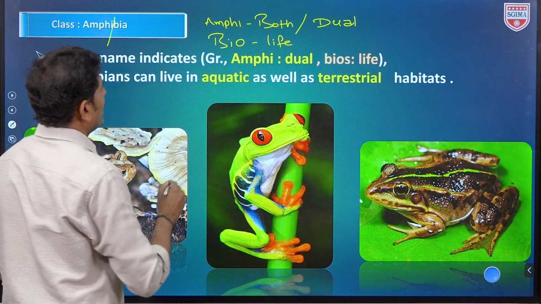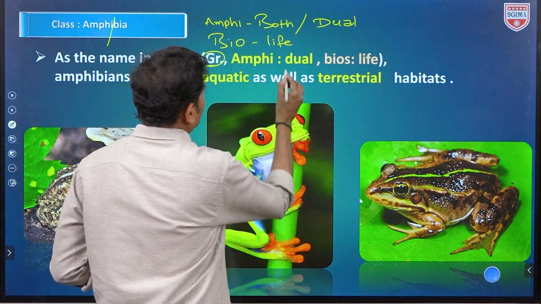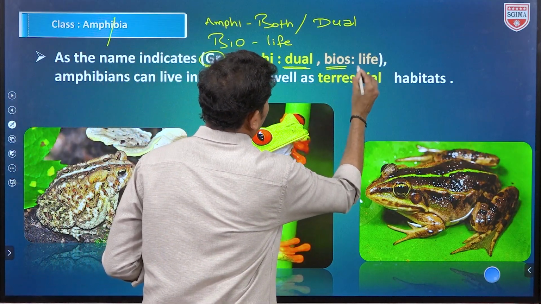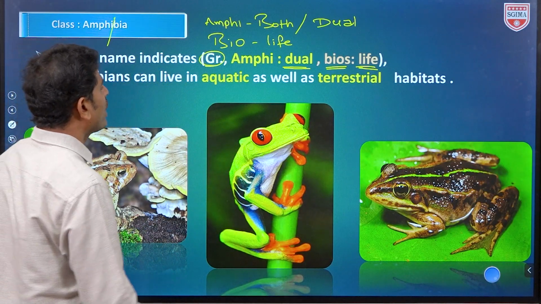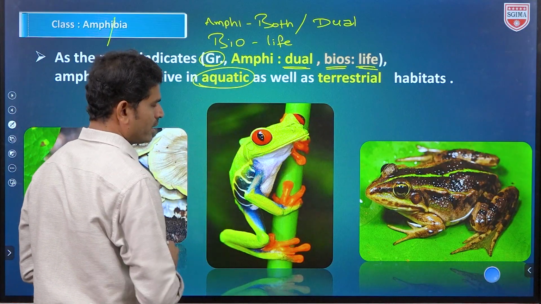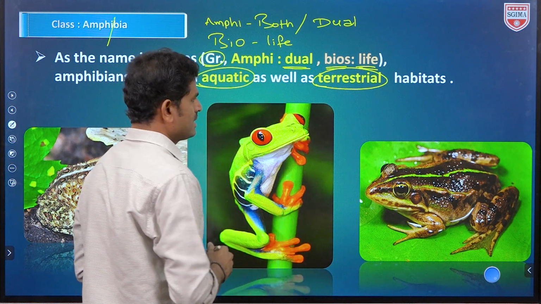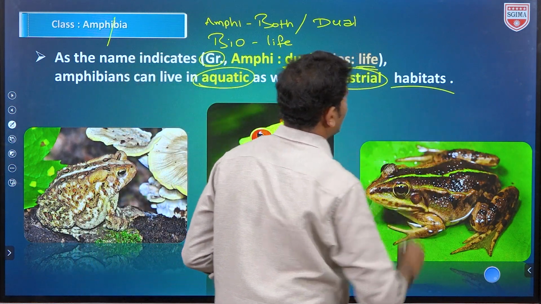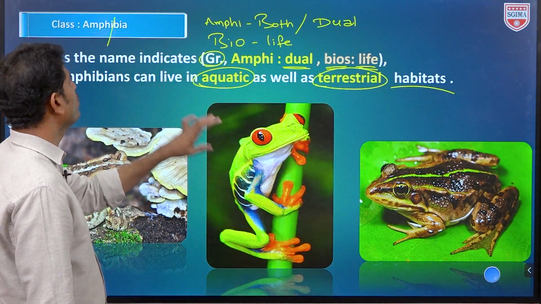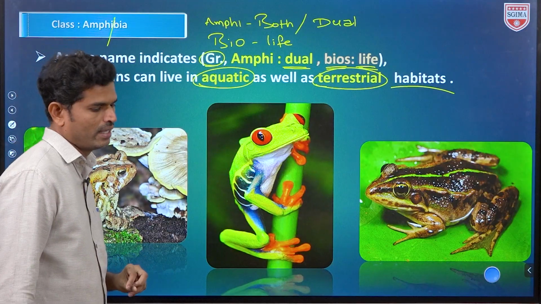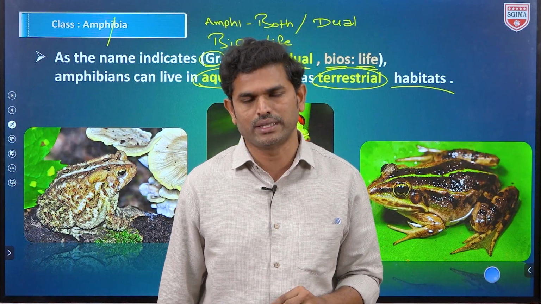As the name indicates, this is a Greek word. Amphi means dual, bios means life. So these organisms can lead a dual mode of life. They are able to live in water, that is aquatic, and on land, terrestrial. In these two habitats, these organisms successfully lead their life. That's why these are grouped under this class Amphibia. But these are the first terrestrial organisms only. There is no doubt in that.